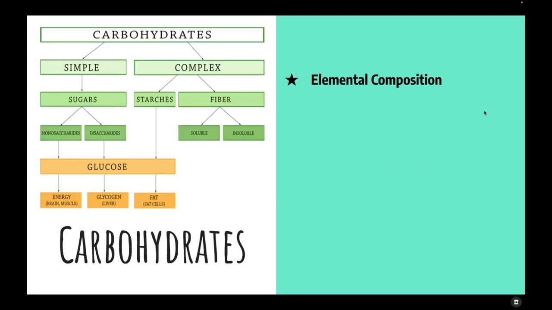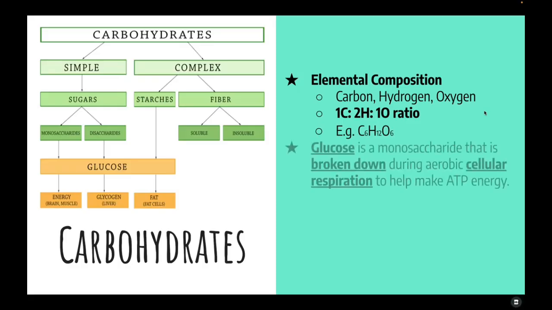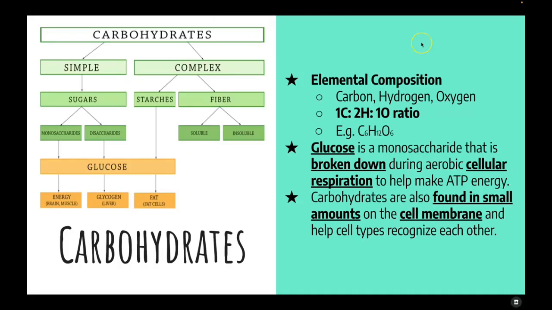All right. The elemental composition, as we mentioned, is carbon, hydrogen, and oxygen in a 1 to 2 to 1 ratio. 1 carbon, 2 hydrogen, and 1 oxygen. So for example, in glucose, you see that 1 to 2 to 1 ratio. And glucose is a monosaccharide that is broken down during aerobic cellular respiration to make ATP energy. What this means is that glucose is the most important monosaccharide because it's used during cellular respiration to make ATP. And if you're wondering what ATP is, it's just the energy currency of our cells. You find a lot of ATP in our mitochondria. That's why you typically hear people call it the powerhouse of your cell.